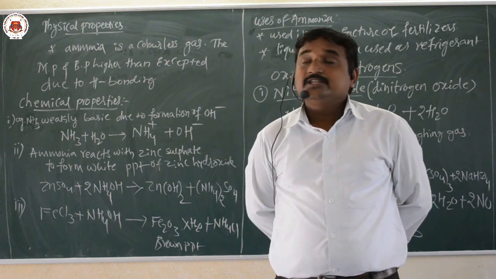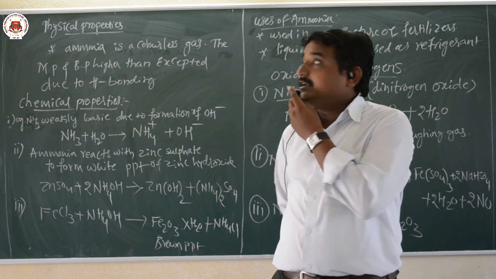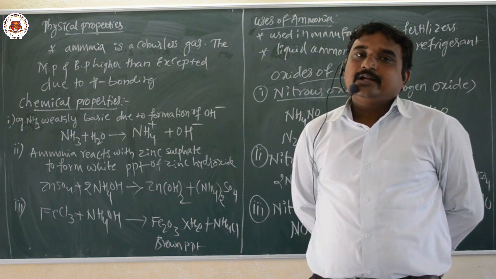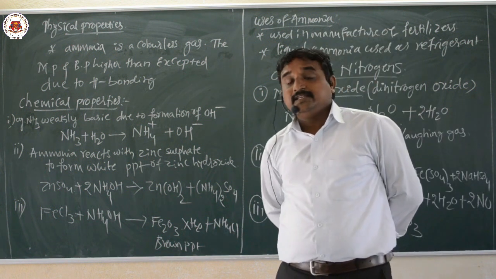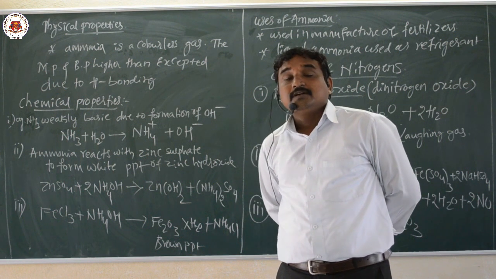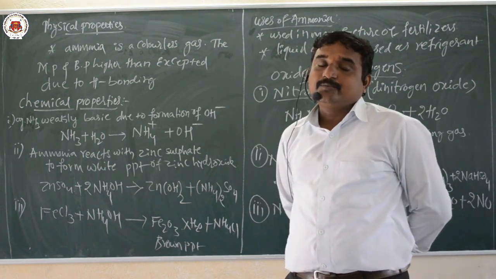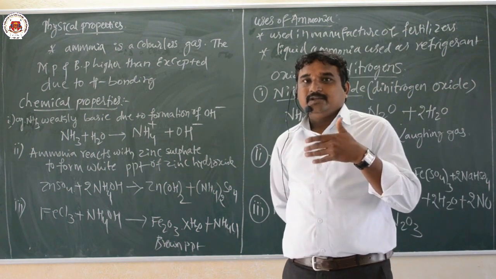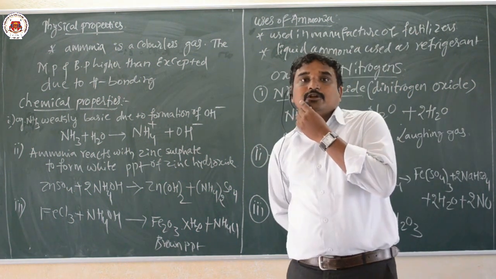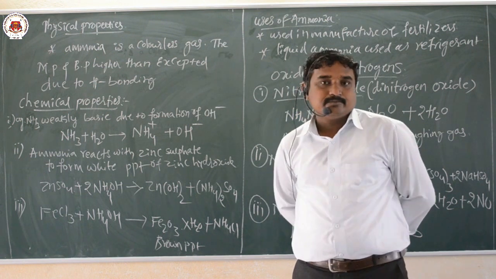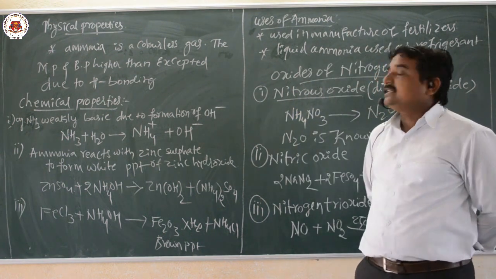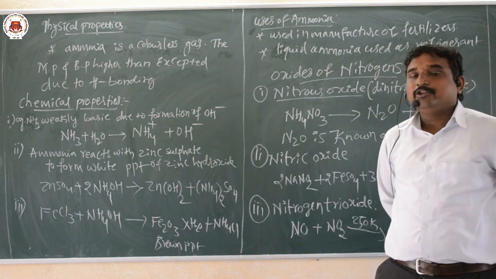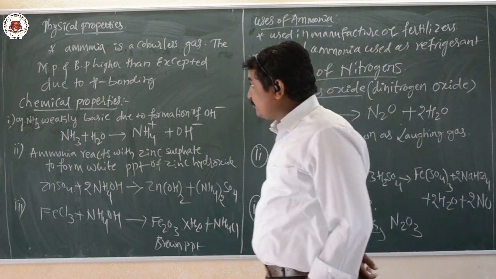And the next concept is physical properties of ammonia. Ammonia is a colorless gas, and its melting point and boiling point are higher than expected because of the formation of hydrogen bonding. Due to hydrogen bonding, the melting point and boiling point of ammonia increase, because it has a tendency to form hydrogen bonds. That is the reason ammonia has a higher melting point and boiling point.